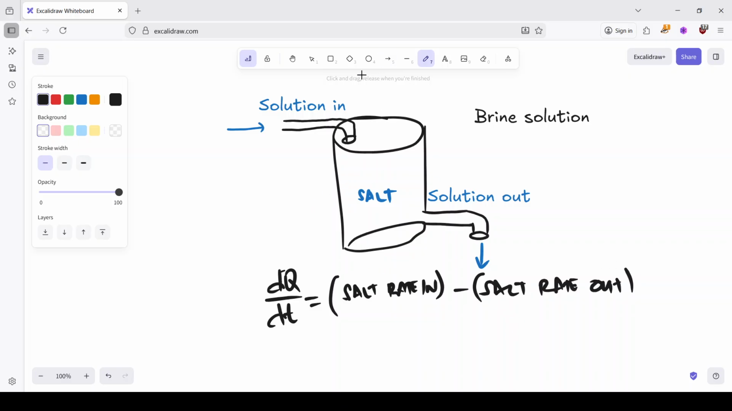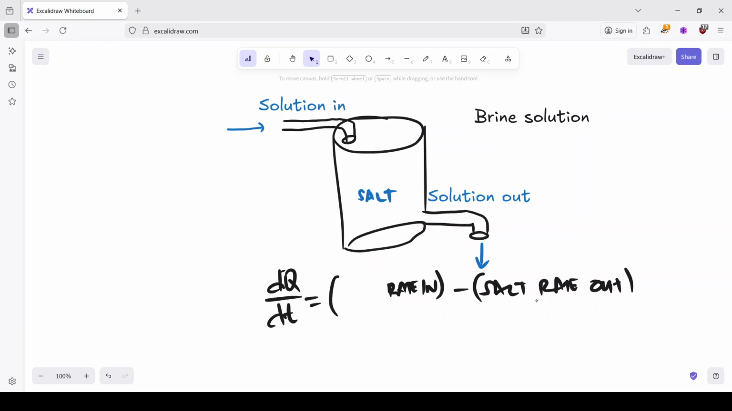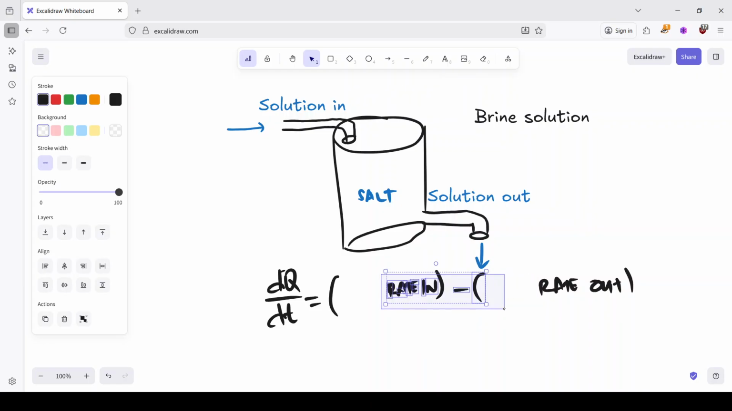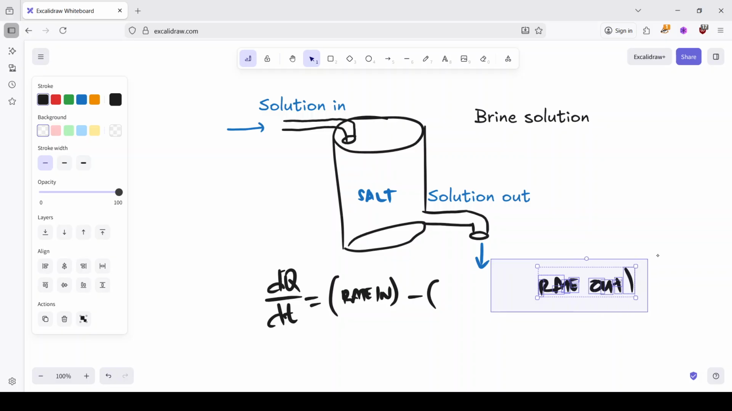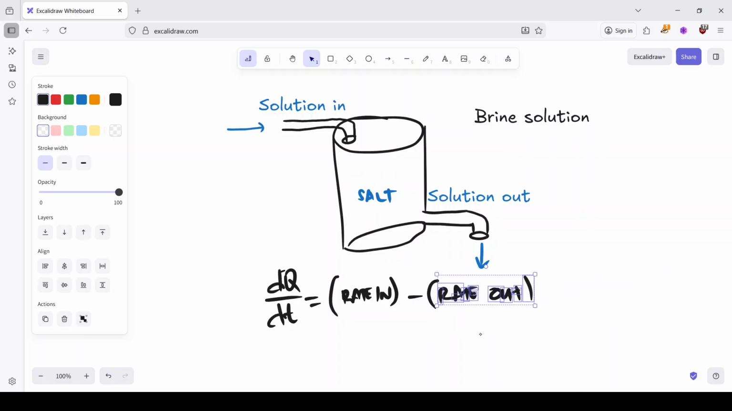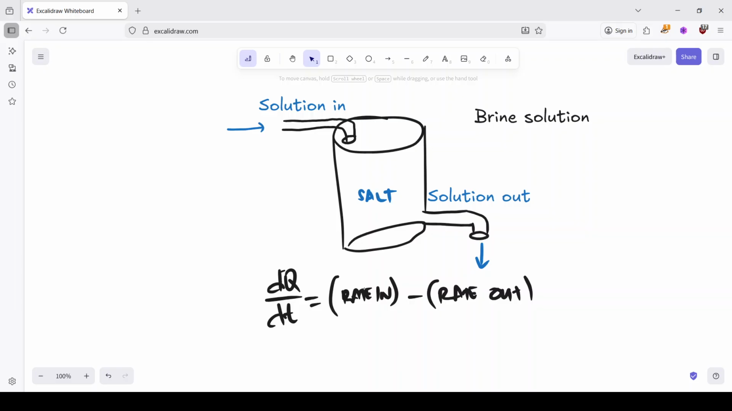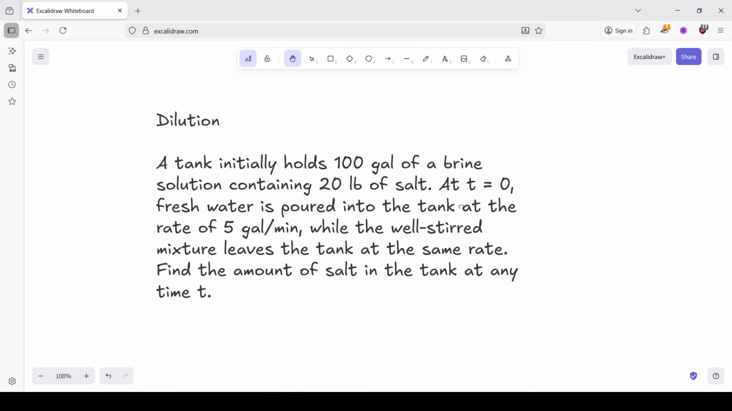Or we can just remove the salt to make this formula accommodate all possible scenarios. So the overall rate of change of our mixture will depend on the rate going in and the rate going out. Now let's go to our sample problem.